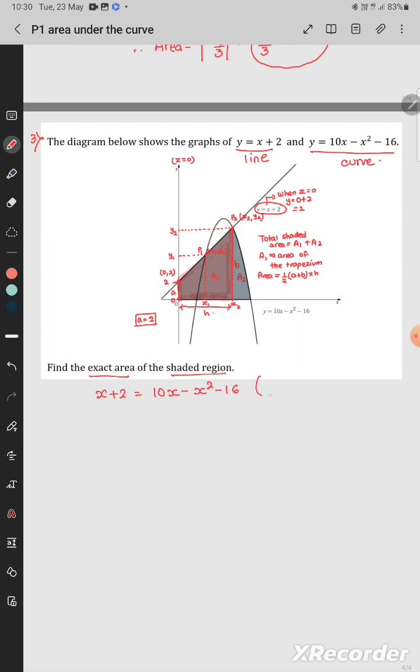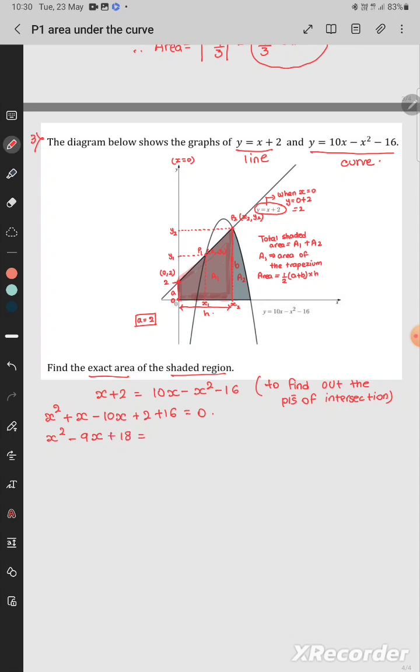So why did I do it? I did it to find the points of intersection. So let's bring everything to one side. I'm bringing all the terms to the left hand side. So it will change to x squared plus x minus 10x plus 2 plus 16 equal to 0. So x minus 10x gives us minus 9x, so x squared minus 9x plus 18 equal to 0.